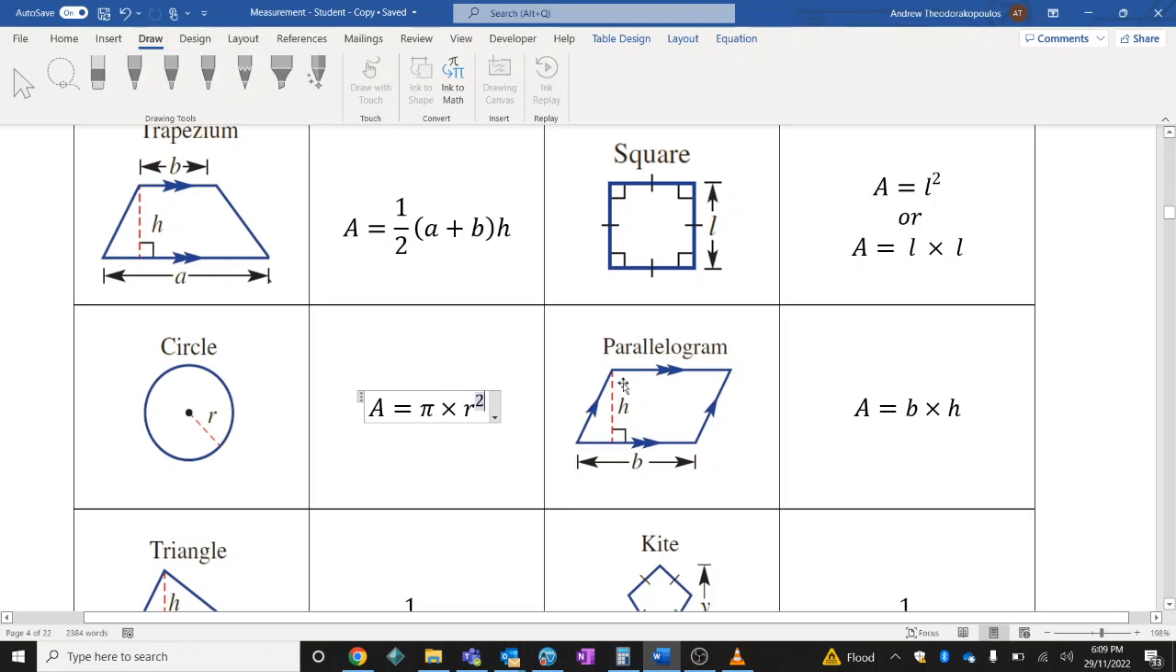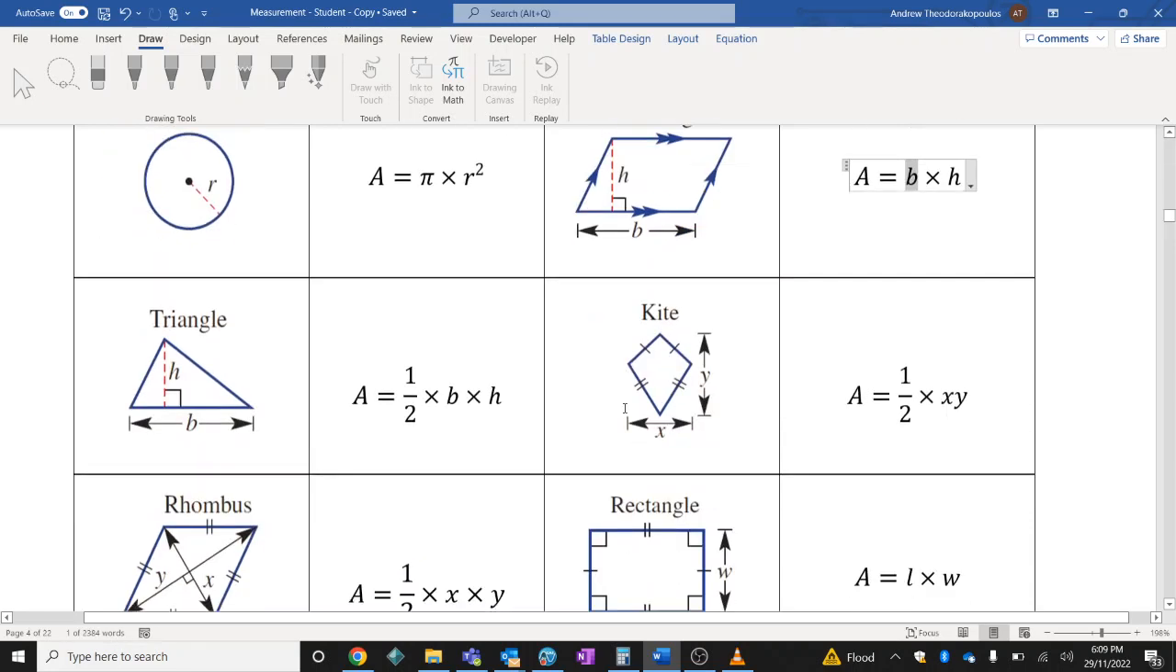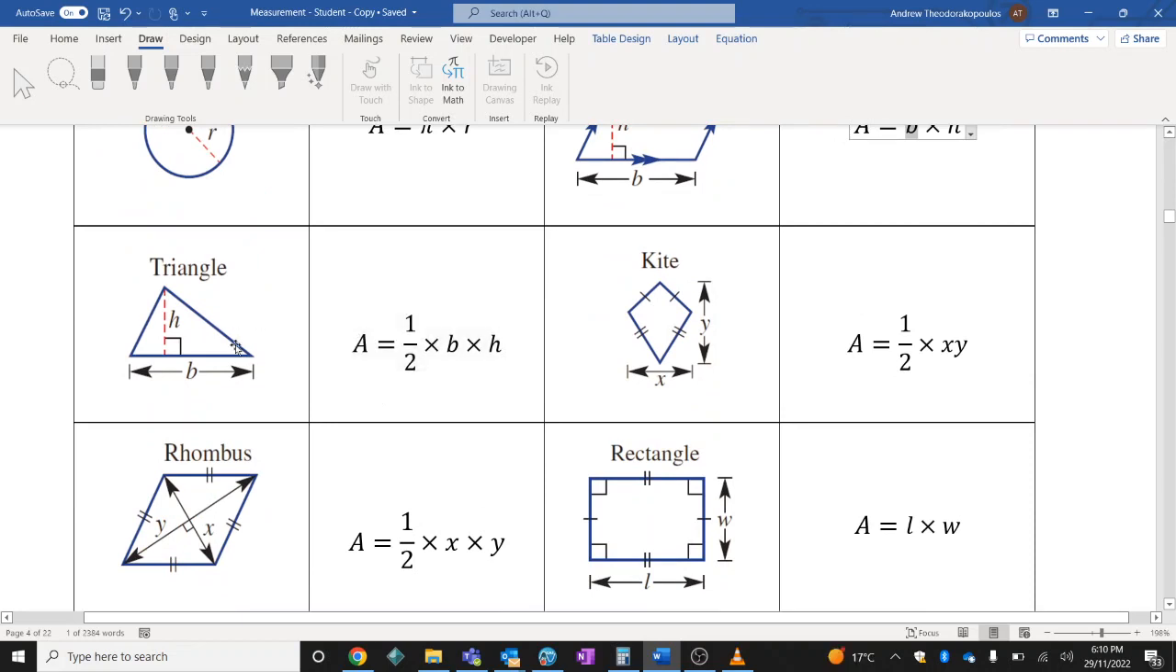A parallelogram is just two pairs of parallel lines, sort of similar to a rectangle, except the angles aren't all 90 degrees. And the formula for the area is the base times the height. For a triangle, the formula is half of its base, which is the bottom one, times its height.